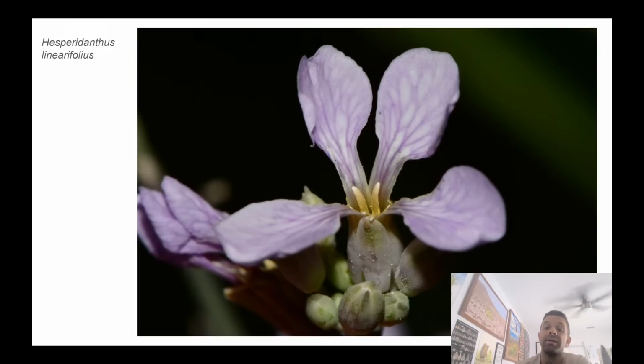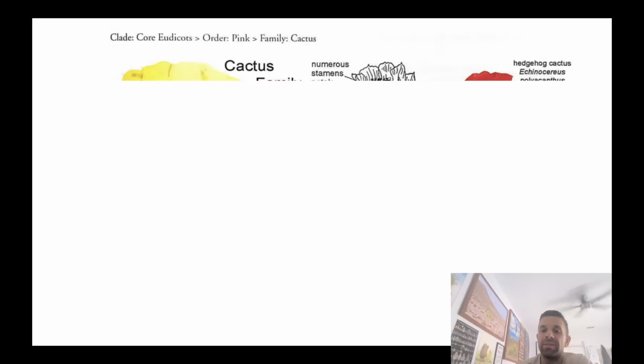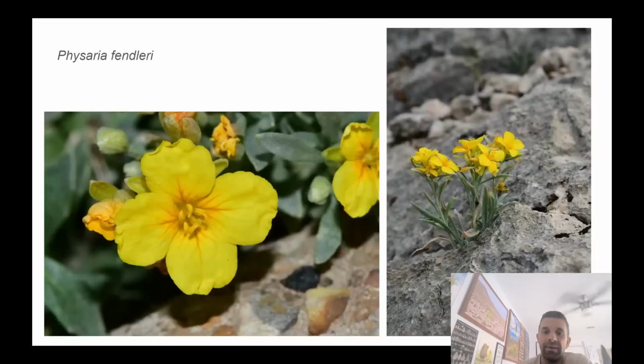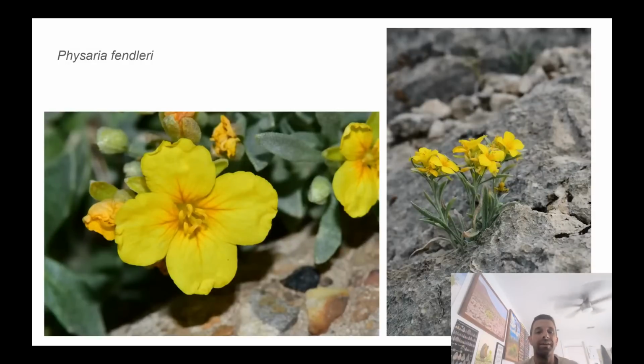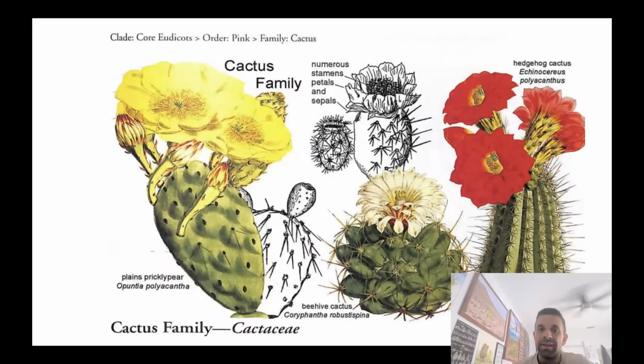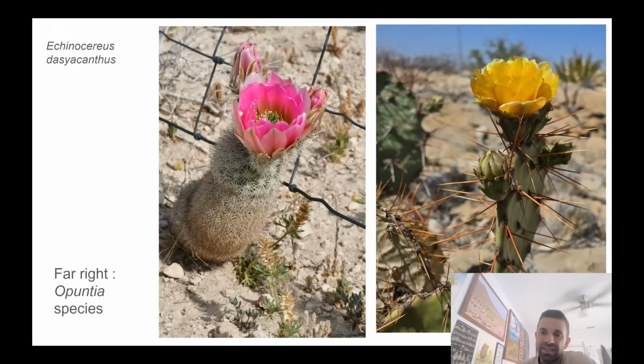It's a mustard, 4 petals, 6 stamens. All these are just variations on the same floral structure because they are all in the same family and they all have a shared ancestor. All right, cactus family, of course, this is a really distinct flower structure.